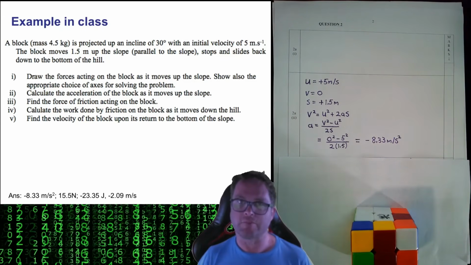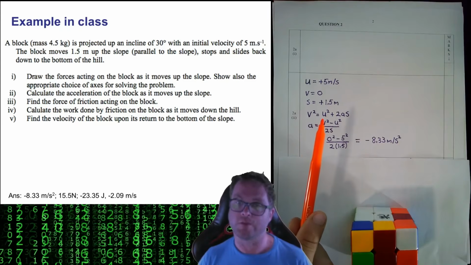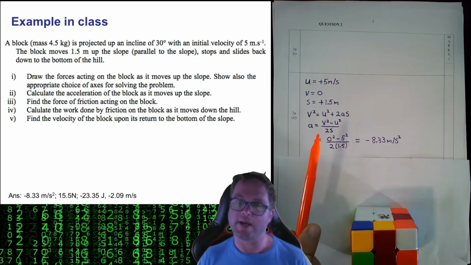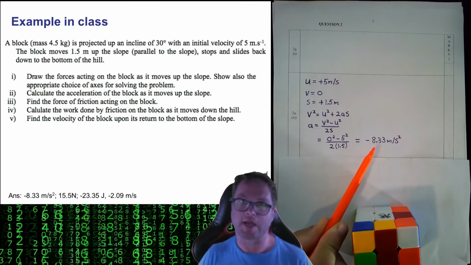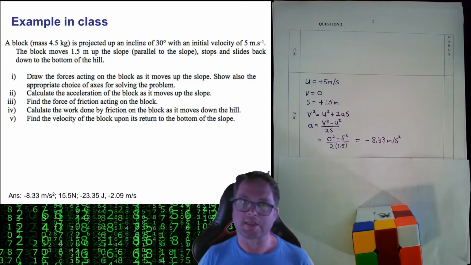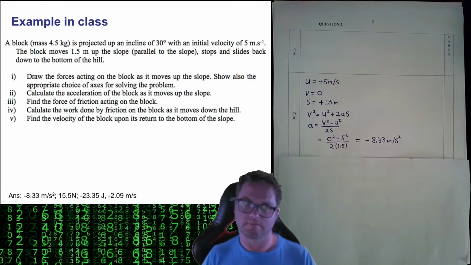Given this information, we see that we can use this equation, v squared is equal to u squared plus 2as. Since we know v, we know u, we know the distance is 1.5 meters, we can rearrange that to find out what the acceleration is. It comes out to be that the acceleration is negative 8.3 meters per second squared. Of course, the reason that the acceleration is negative is that as the block moves up the slope, it's in fact slowing down to come to a rest.